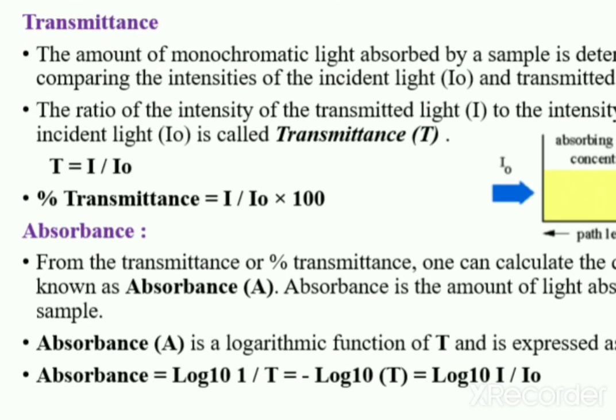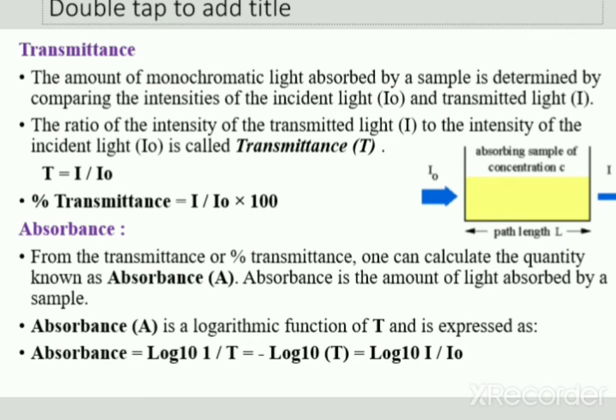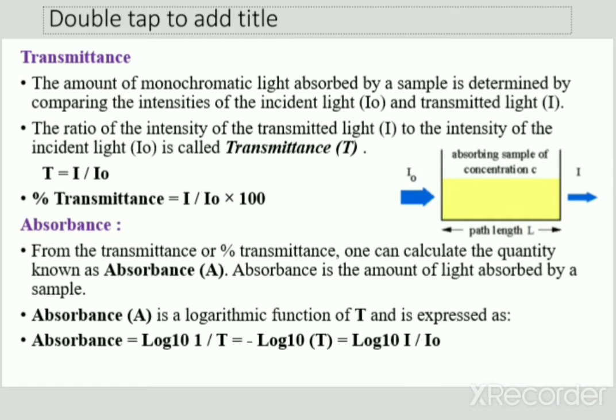Then the transmittance in detail. Okay, so transmittance जसं आपण बघितलेले डेफिनेशन्स वगैरे, ॲब्झॉर्बन्स पण बघितलं, बट ना इन अ डिटेल्ड. So transmittance first. So the amount of monochromatic light, mono means single, okay, chromatic means color. So the amount of monochromatic light which is absorbed by a sample is determined by comparing the intensities of the incident light and transmitted light.